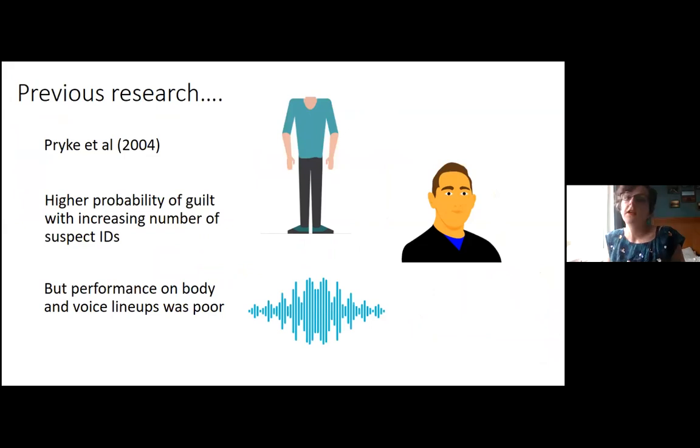So there is some previous research that has had similar ideas that I'm going to quickly point to. So Pryke et al. in 2004 looked at responses to lineups. They had face lineups, body lineups, and voice lineups. And they were looking at essentially, does combining those decisions together make for a more reliable decision? So if someone identifies the face and the body, or the face and the voice, is that more diagnostic, if you like, than just identifying the face? And there was some evidence for that, although generally speaking, performance was pretty poor on the body and the voice lineups, which limited its ability to add much information to the face lineup.